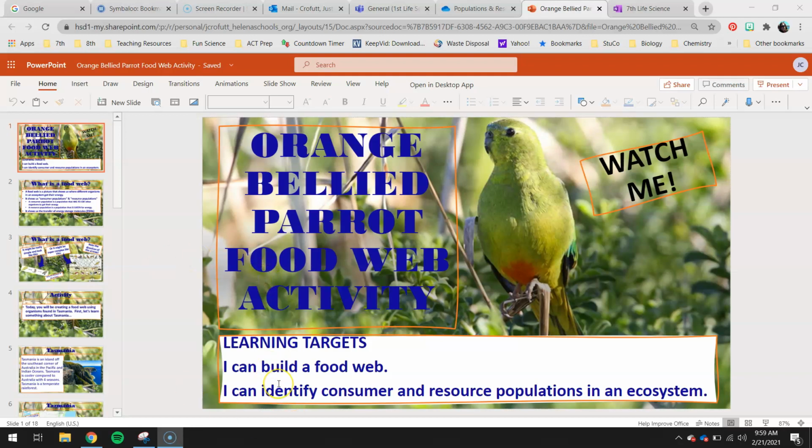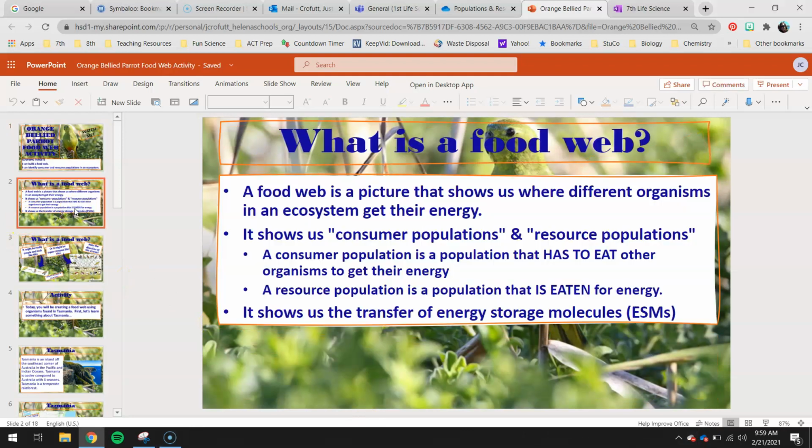Okay, so your learning targets for today are: I can build a food web, and I can identify consumer and resource populations in an ecosystem. This is a vocab word that you maybe got earlier this week if you've done 2.1 and 2.2 populations, or you will get it later in the week when you come to class and do this. But we will go over it so you know what a consumer and a resource population is. Okay, let's move on. What is a food web?